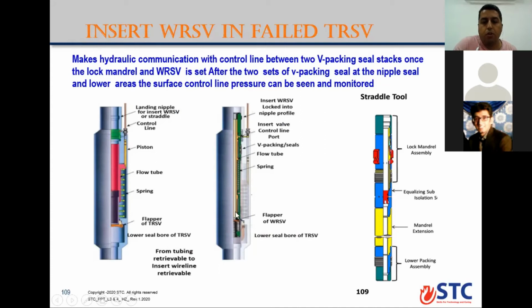Then before that one, you make this one a permanent lock, open position, and this one is the straddle tool we said before. We set it inside the profile to keep the flapper open while running inside the well. This is the way how to convert to wireline. It is available, but it costs a little bit. But compared with a subsea well, pulling the string to change it will cost more. That's why this is optional to do.